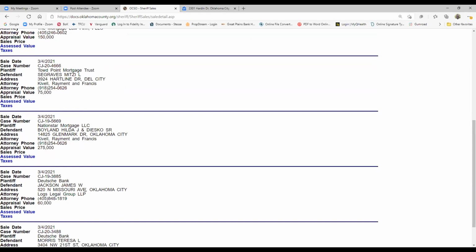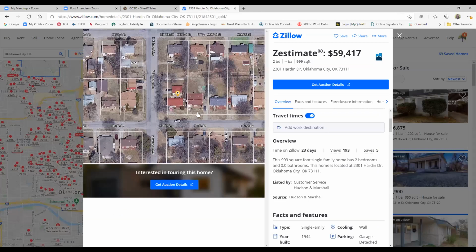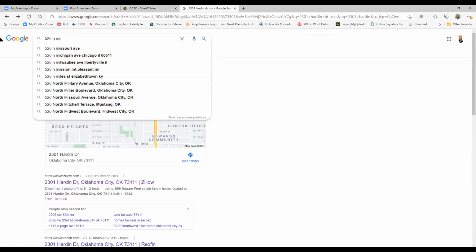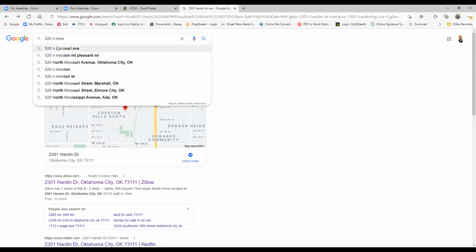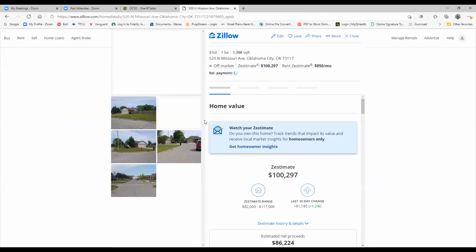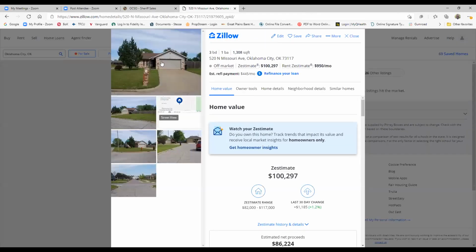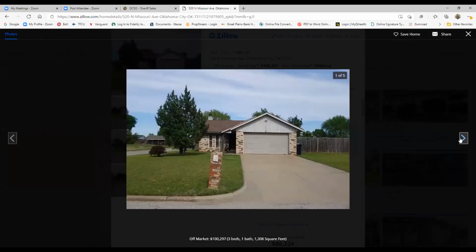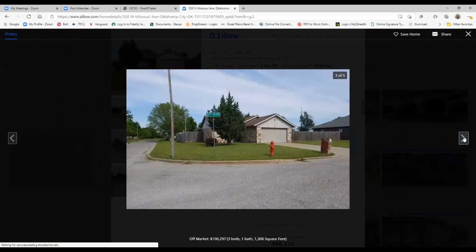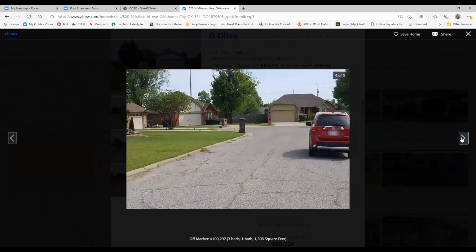Here's one on Missouri. Let's look it up. 520 North Missouri. Look at Zillow, see what they got. So this property is estimated at 100,000 right here. Little small house. Most of y'all, if you're on the northeast side, you know where this house is.